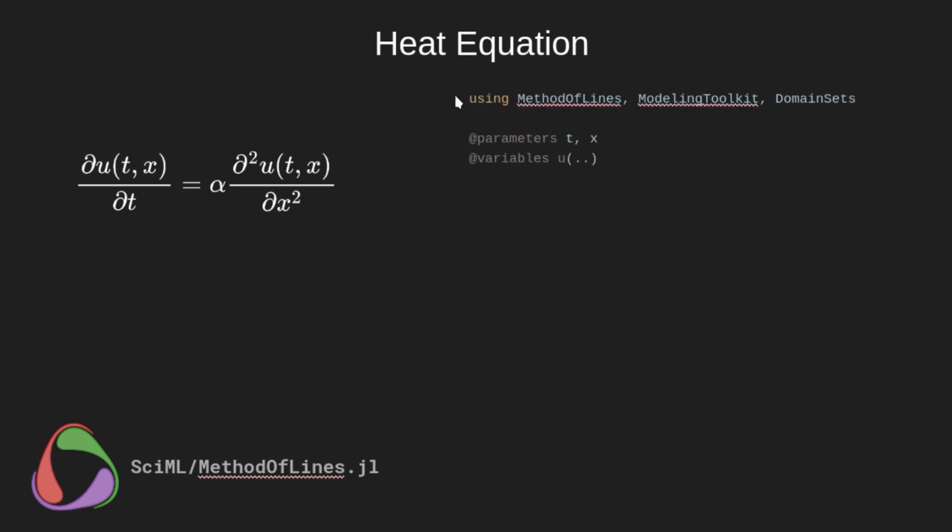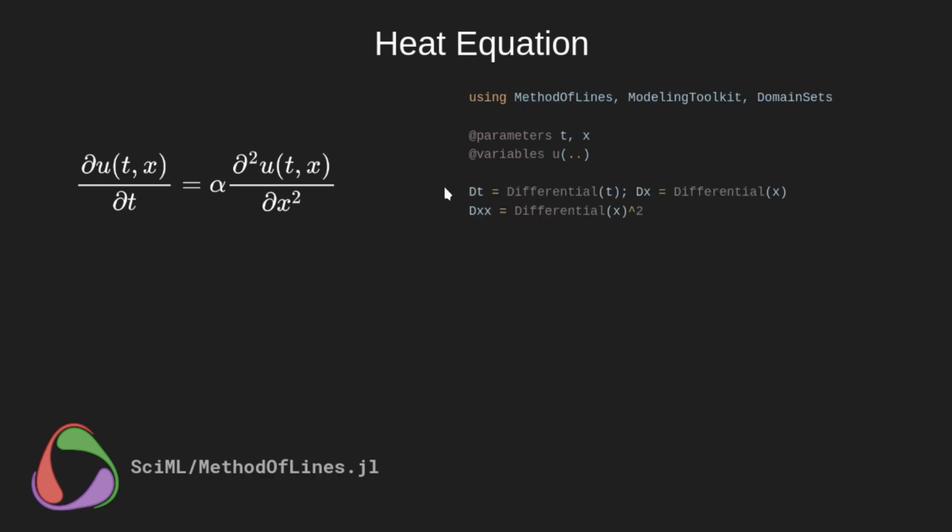First of all, let's import some packages. Then we'll define our independent variables t and x, and our dependent variable u. Then we'll define some derivative operators, one for the first derivative in t, one for the first derivative in x, and one for the second derivative in x. Note that by raising a differential object to a power, you can represent higher order derivatives. Next, we'll define alpha as a simple floating point number 1.1.